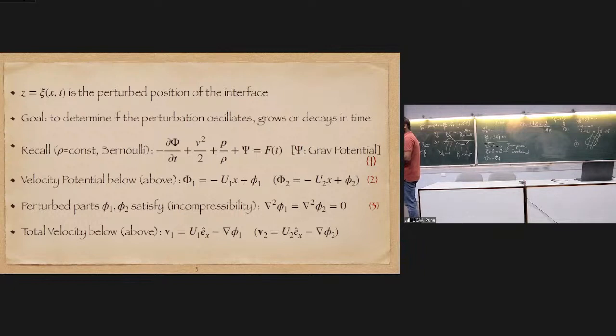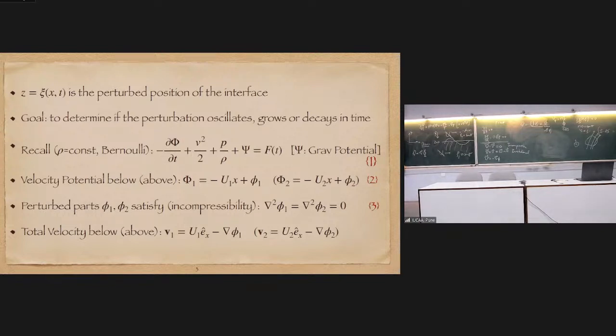Apply divergence of V equal to 0 strictly to both the perturbation and the unperturbed part. So you get a Laplace equation. Divergence of V being 0: this is for the fluid below, this is for the fluid above. They will both individually satisfy the Laplace equation. This is a necessary detail that you must do, and then you can write the total flow below in terms of velocity potential, and the total flow above in terms of velocity potential. After all, what is the goal? The goal is to determine if the perturbation oscillates, grows, or decays in time.